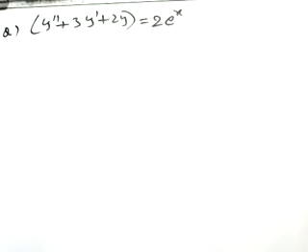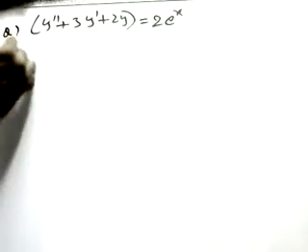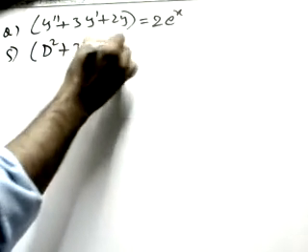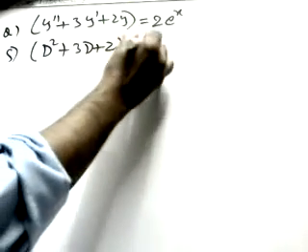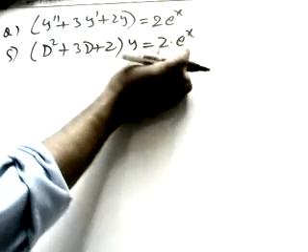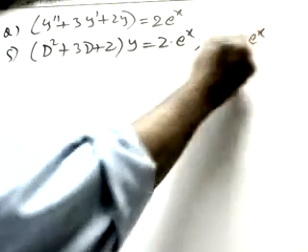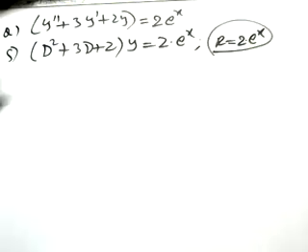See here. Let me start now, how to write. Let me first change this into capital D. So how can we write this? Y double dash is D square, plus 3y dash is 3D, plus 2, we take y common here, equals 2 into e power x. This is called r. So we are having r equals 2 into e power x.